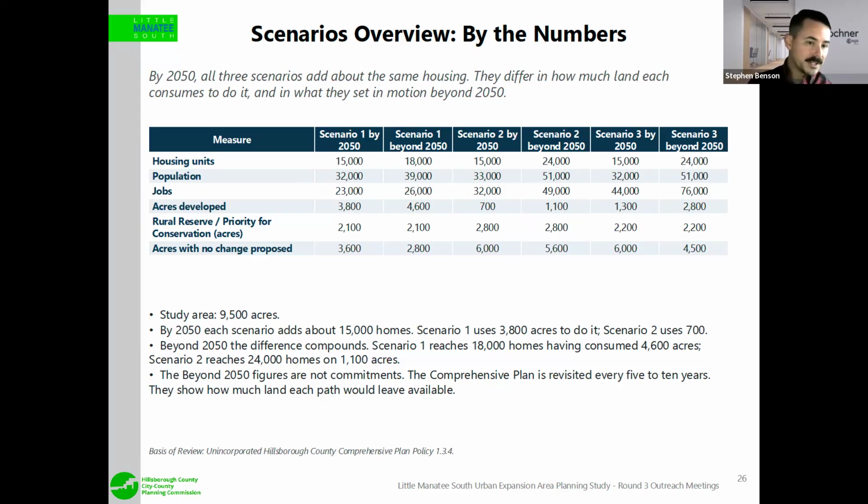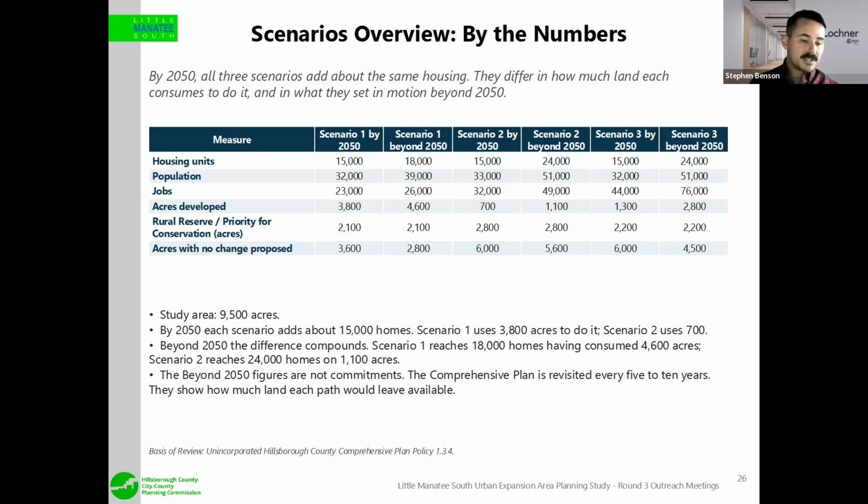So looking at each of the three scenarios, they each vary in terms of housing, the amount of population they would accommodate, the amount of jobs that they would enable, and the amount of acres that are developed across each one, or that would be changed through development. They also vary based upon the amount of land that was shown for rural reserve, or for a priority for conservation. That was that orange area. And they also vary in terms of the amount of acres that had no change proposed at all. And you can see those differences here shown on the screen.